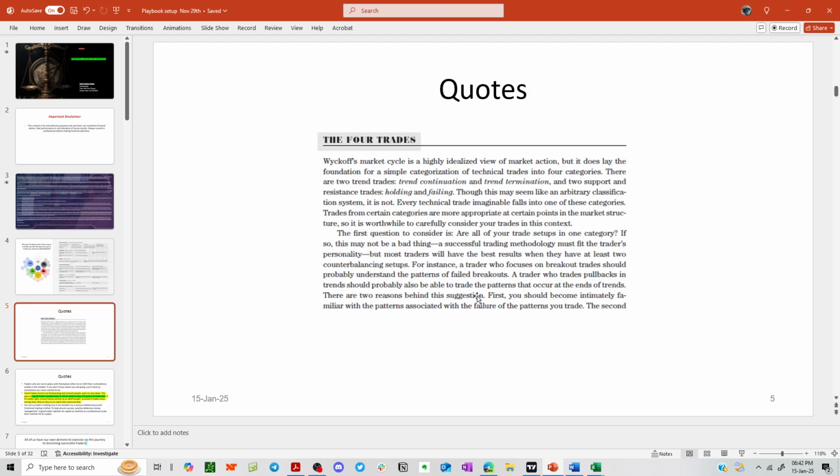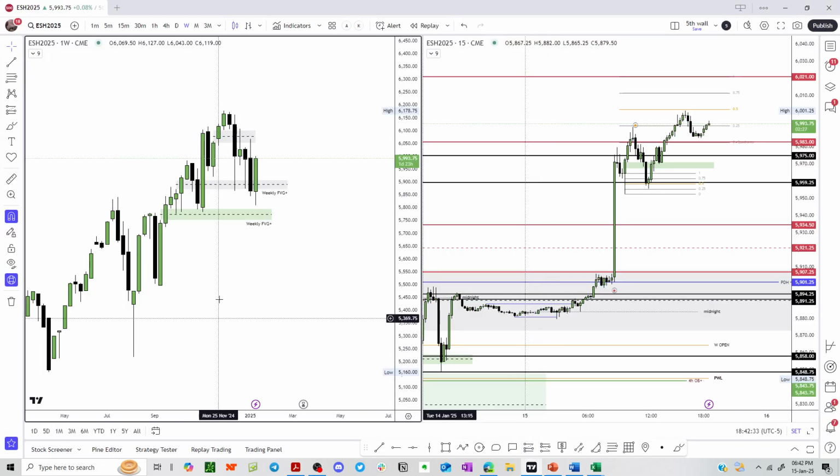Anyway, you want to group your trades into this type of framework if possible, right? Trend continuation, trend termination, right? Continuation patterns or failures, right? False breakouts, etc. Pullbacks fall into the trend continuation pattern as well. OT entries, for example. So it's the reason why I wanted to highlight that.